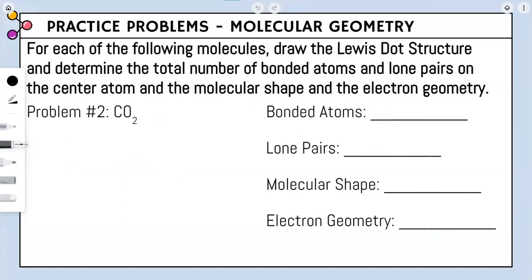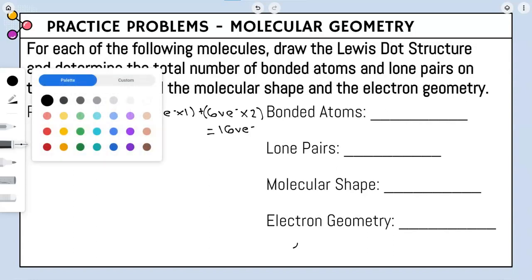We're going to draw the Lewis dot structure for CO2. First thing we have to do is find the total number of valence electrons. Carbon has 4, and we only have 1 of them in the compound. Oxygen has 6, and we have 2 of them in the compound. So when we plug all of that in, we have 16 valence electrons.